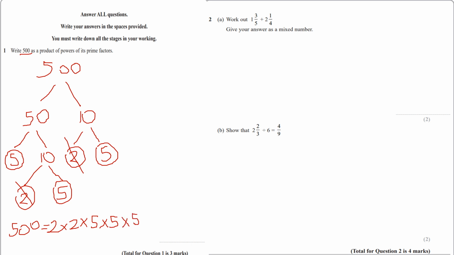It doesn't actually say to write the answer in index form, but I'm going to write it as 2 squared multiplied by 5 cubed, or 2 squared times 5 cubed. So 2 times 2, I can write as 2 squared, and 5 times 5 times 5, I can write as 5 cubed, or 5 to the power of 3. So that's a neater or more succinct way of writing it. So that's prime decomposition, product of prime factors.